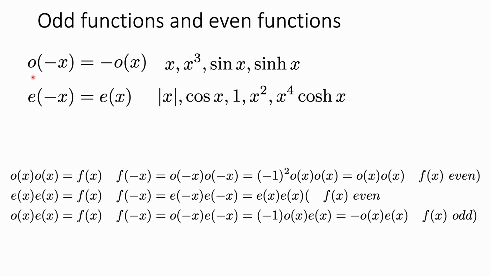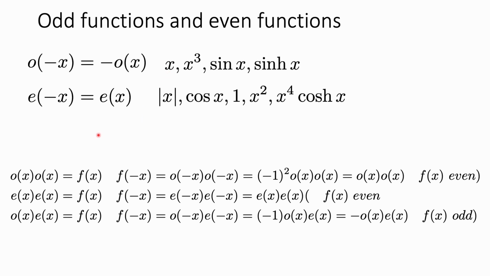An odd function is one where, when you insert negative x into the function, you get -1 times the function back. Examples of this are x cubed, sine x, hyperbolic sine of x. An even function is when you put -x into the function, you get the function back without any minus sign. So x squared is an example. An even power, x to the fourth, times cosh x is an even function. The absolute value of x is an even function, while x is an odd function.